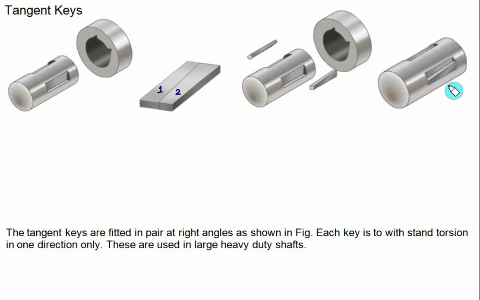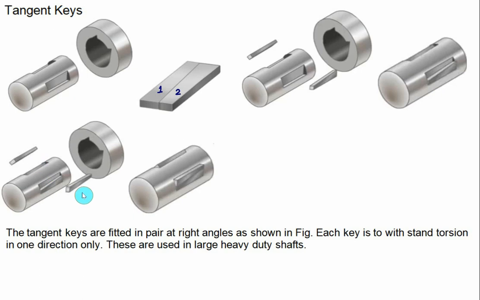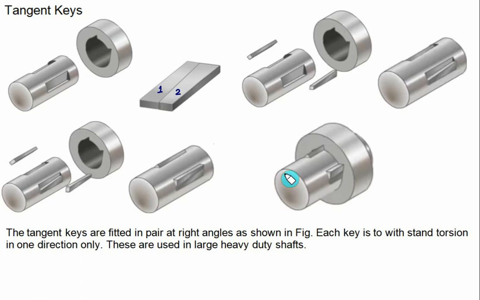You will find here the key is inserted in the recess. Then the second part of the key is inserted in the given key recess and you get a final arrangement here. So there are basically two keys and the other key recess is made at an angle equal to 90 degrees to each other. After assembly you will find the two keys inserted at an angle equal to 90 degrees to each other. The tangent keys are fitted in a pair at right angles as shown in this figure. Each key is to withstand torsion in one direction only, and this type of key, that is the tangent key, is used in large heavy duty shafts.